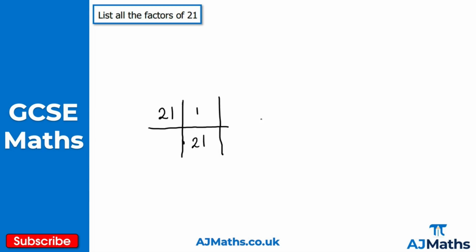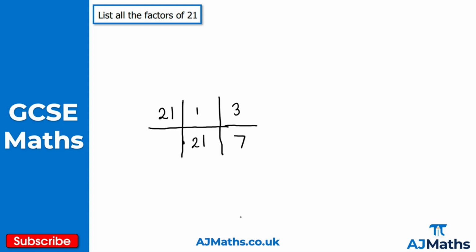Well, if I move along here, 21 isn't divisible by 2. 21 is an odd number, so we can't divide it by 2. That would give us a remainder. If we move along now, the next number here would be 3, because if I do 21 divided by 3, we have no remainder. So I'm going to get 3 here. What do I times 3 by to get 21? Well, that must be 7. We get 3 and 7.